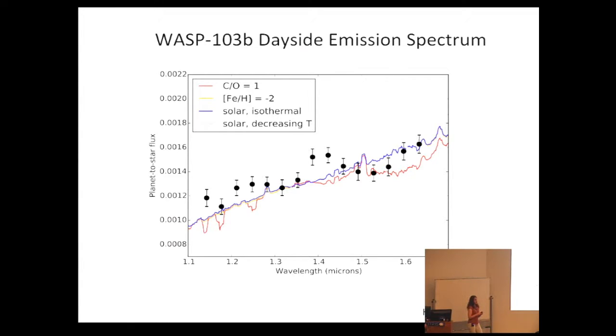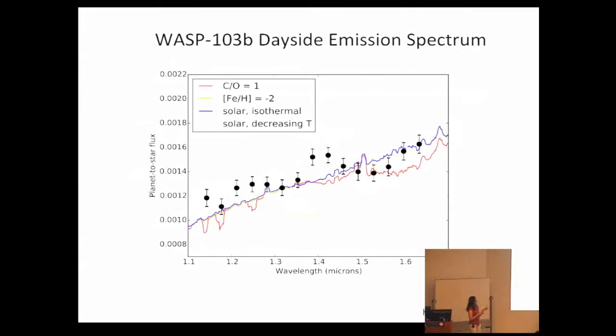And because we'll be able to measure the full 3-dimensional thermal structure of the atmosphere, we can learn whether such an isothermal TP profile is a natural outcome of the dynamics, or whether one of these other possibilities is correct. And this will help us understand what's happening with WASP-12 as well.